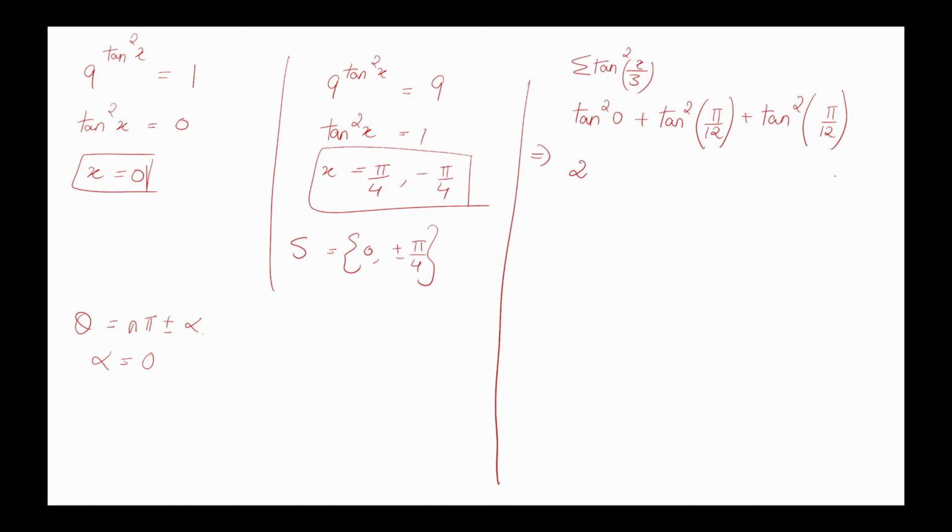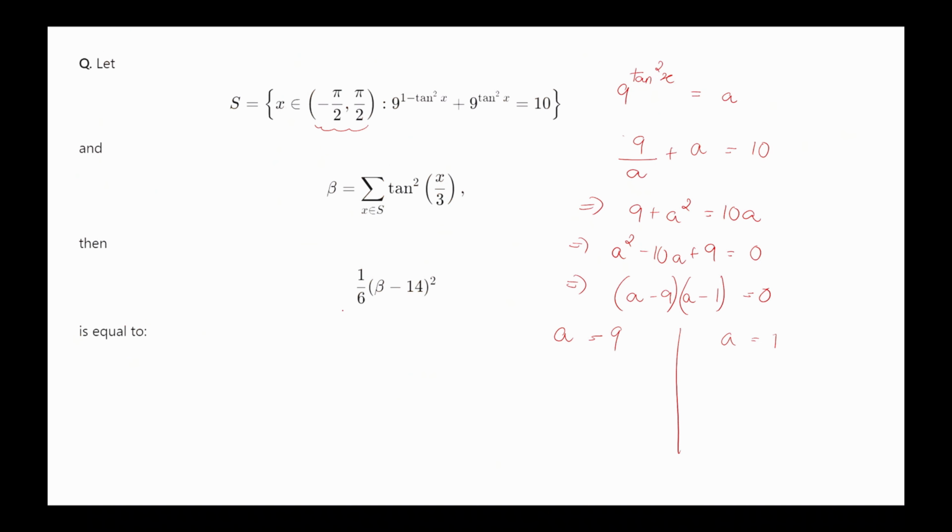What is pi by 12? Pi by 12 is nothing but 15 degrees. That means I'm trying to find out tan square 15. So it is 2 minus root 3 whole square. So this can be written as 2 times 4 plus 3 minus 4 root 3. So this would become 7 2s are 14 minus 8 root 3. So this is what I'm getting as my value of beta. So this is my beta.